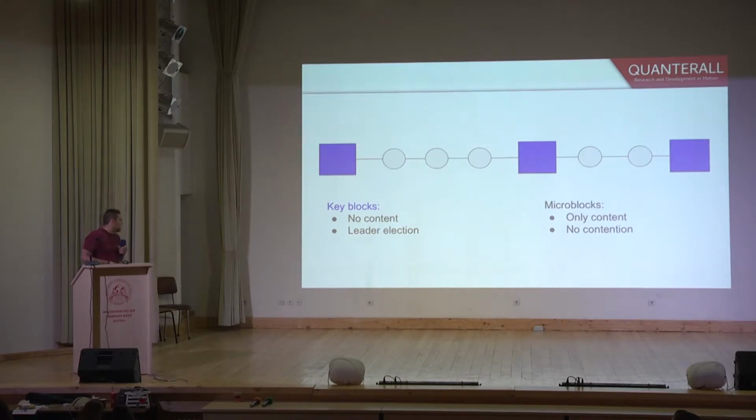So here is a small diagram of the Bitcoin NG protocol. The blue squares are the key blocks. They have no content, and they're just used for leader election. And the circles are the micro blocks. They consist of transactions, so only content, and they have no contention.